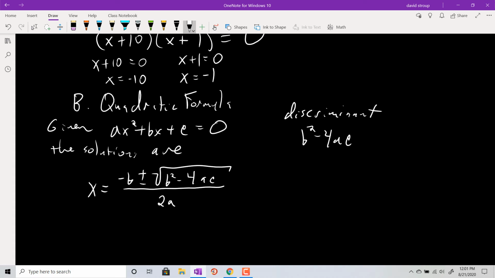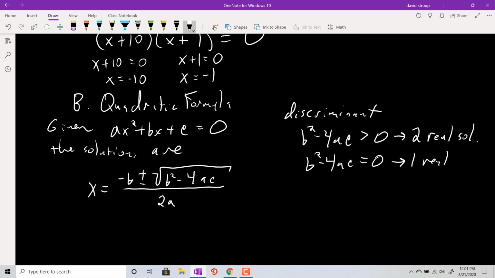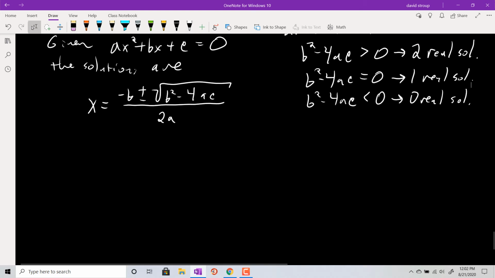And if you find that to be greater than 0, you'll have two real solutions. If it's equal to 0, you'll have one real solution. And if it's less than 0, you'll have 0 real solutions. You'll have two imaginary, but we're not working with imaginary in this section. Okay, so let's take a look at an example.